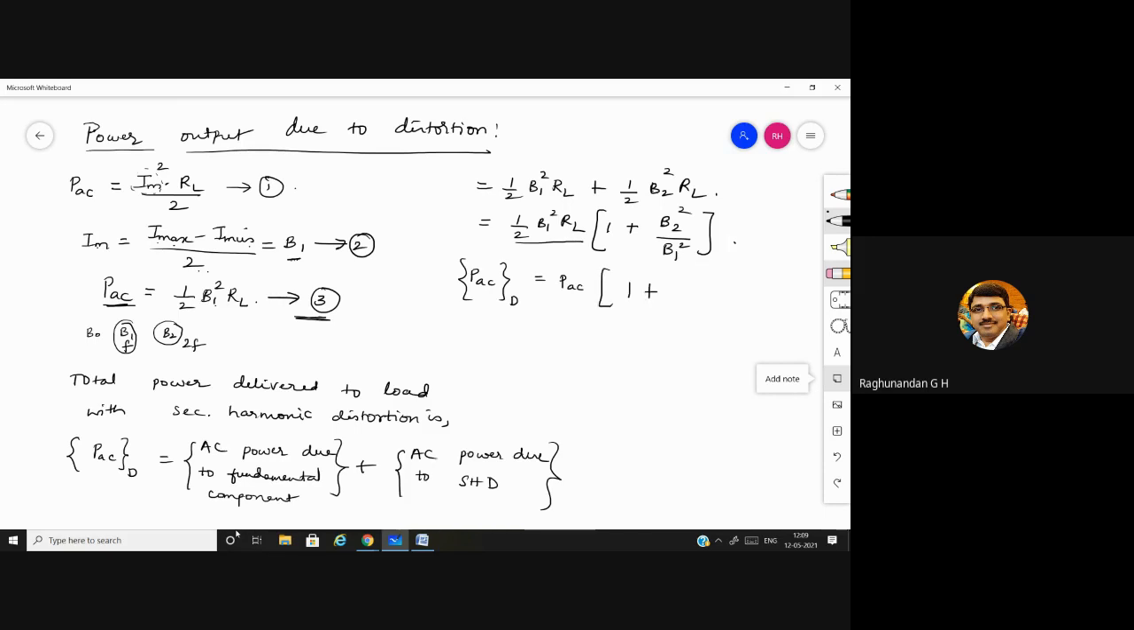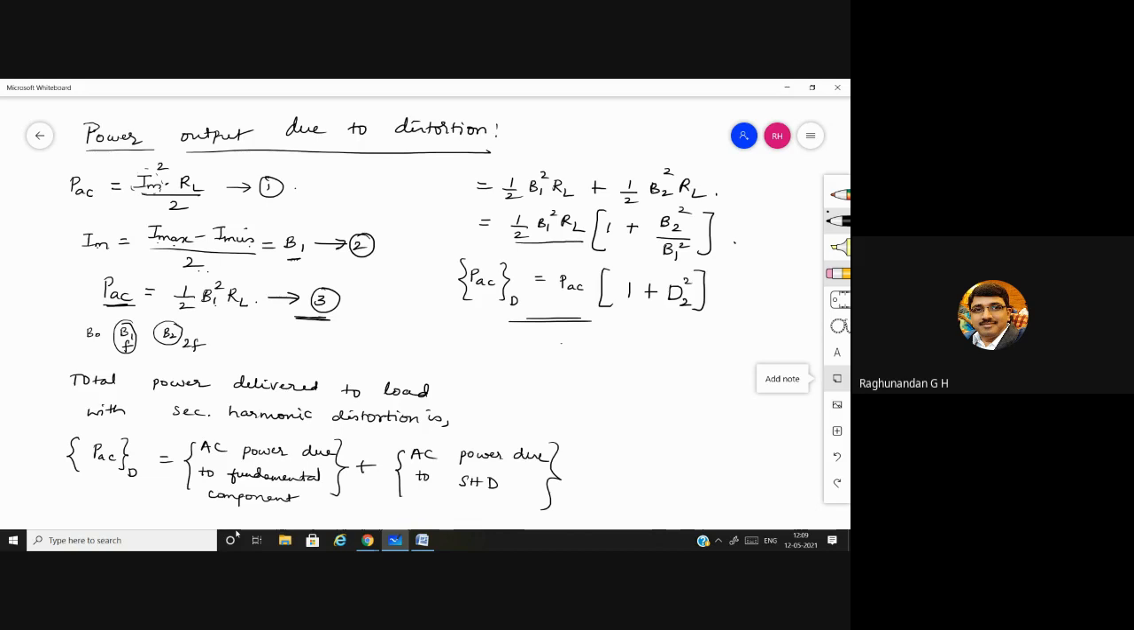Looking into our second harmonic distortion, what is B2 by B1? In yesterday's derivation, B2 by B1 gives D2, the second harmonic distortion. Since we have a square, it is D2 square. So this is the equation for power output due to distortion.